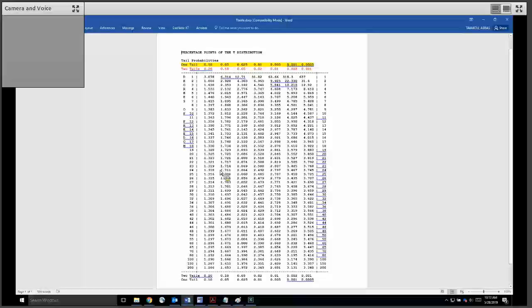Simply you go to the table, and the intersection of that would be 2.064. That is the t-value you're going to use.